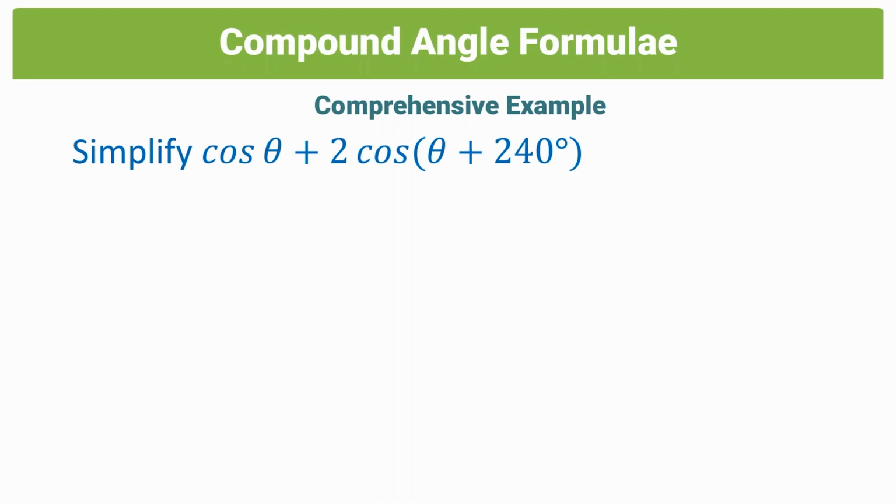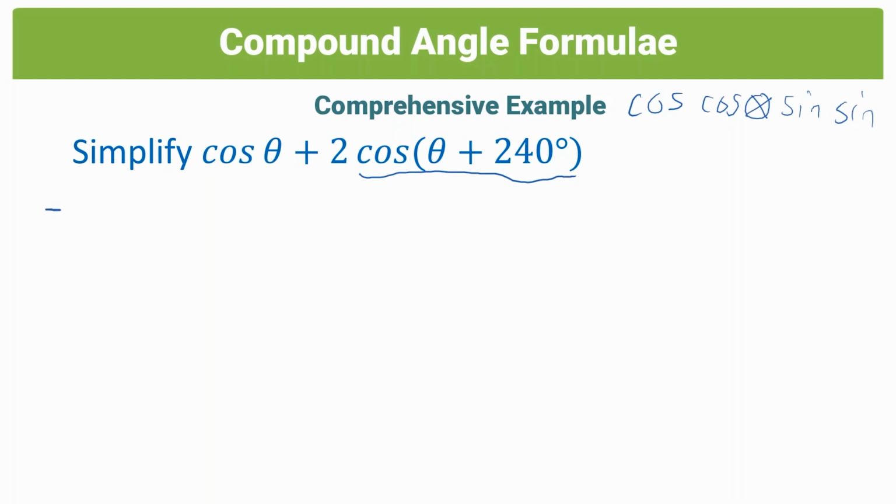And now for a final question, we are asked to simplify cos theta plus 2 cos of theta plus 240 degrees. Now you can see we have our compound angle here, and remember your pattern again. As you saw in the previous example, it's quite important to know your patterns, especially for the reverse, as we just saw. So I'm just going to repeat the pattern again over here. For cos compound, it's cos cos, sine sine, and a change in sign over here, right?